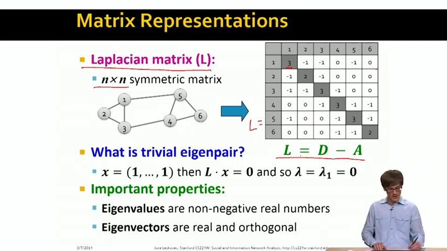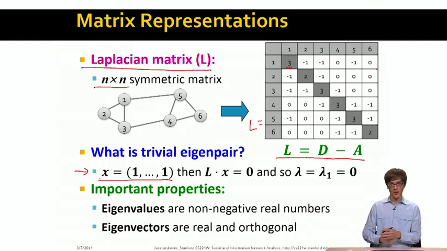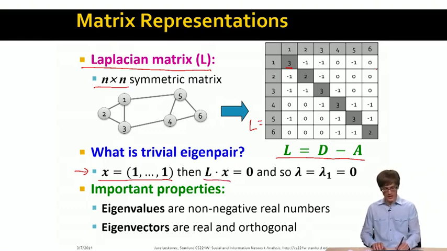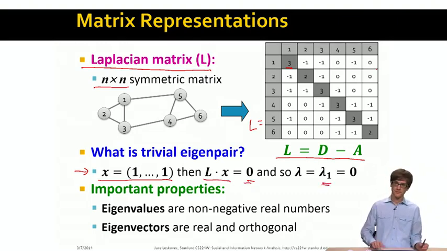What this basically means is that we have already found a trivial eigenpair, right? So if we have a vector x of all values of 1, then L times x is simply the sum of the labels of my neighbors. All my neighbors have entry -1, so I get -d. On the diagonal, I have an entry d. So basically, it means that L times x equals 0, which means that lambda 1, the smallest eigenvalue of this Laplacian matrix, equals 0.